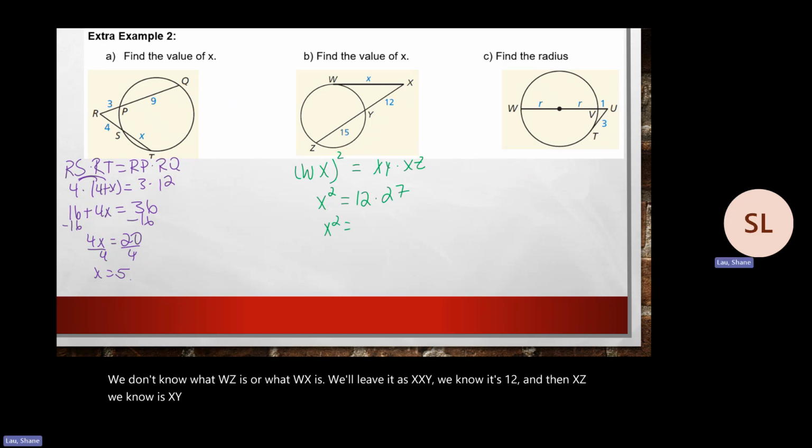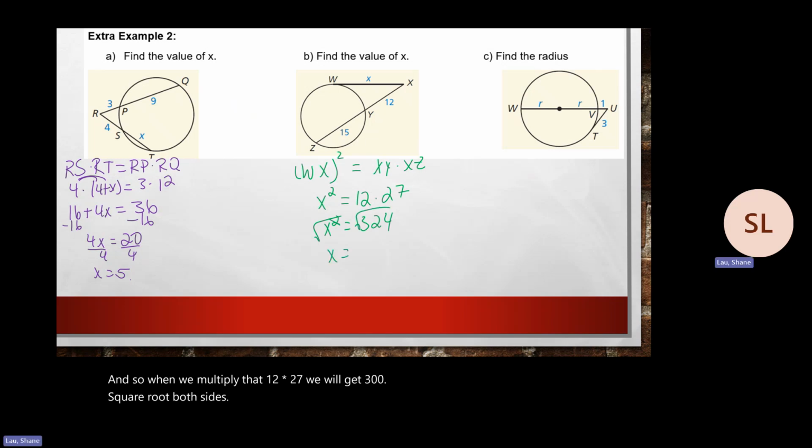And so when we multiply that 12 times 27, we will get 324. Root both sides. X is equal to the value of 18. Okay. Move on to the next problem.